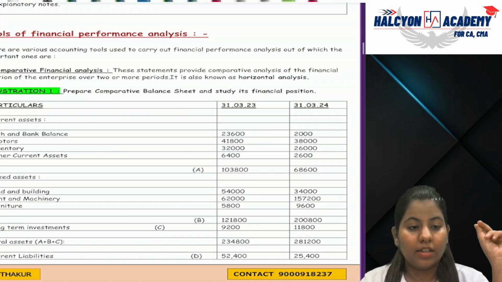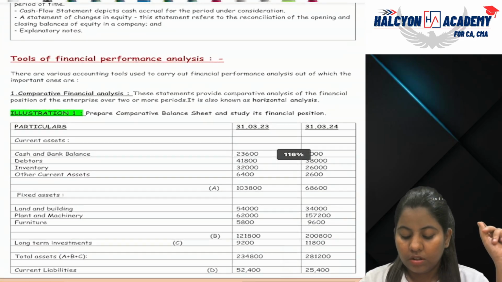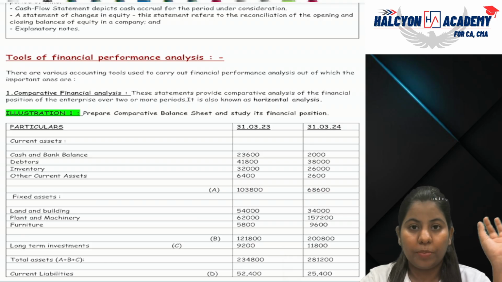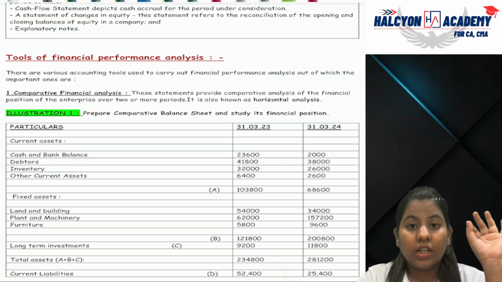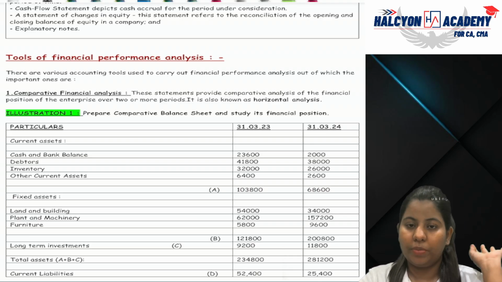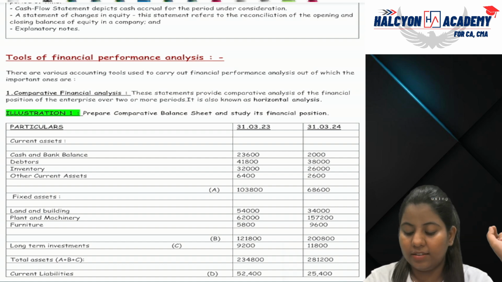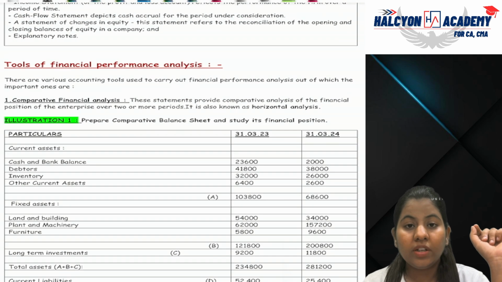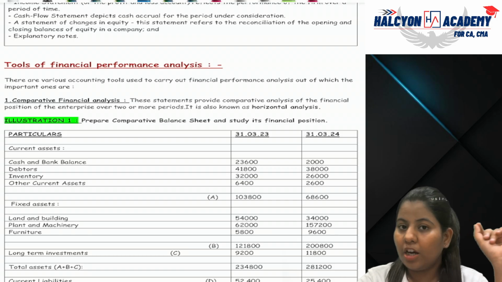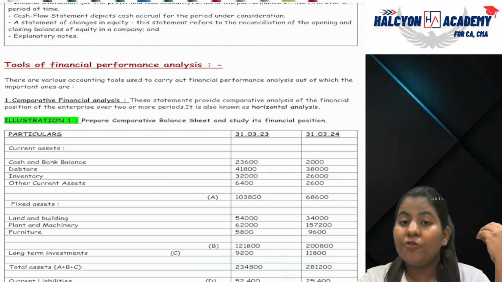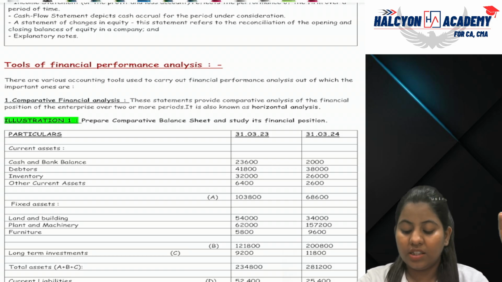See, this is a practical topic. Theory is not asked from this topic. Mostly practical of chapter 1 comes from these topics, from this particular topic, tools of financial performance analysis. So it's a very important topic. A 7 marks question may come in your exam, and it is also very scoring and very easy. These concepts are very basic concepts.